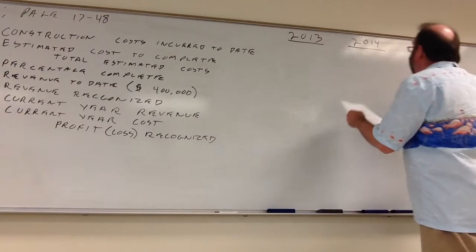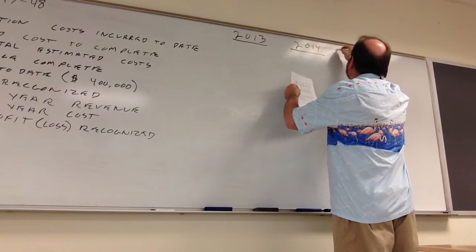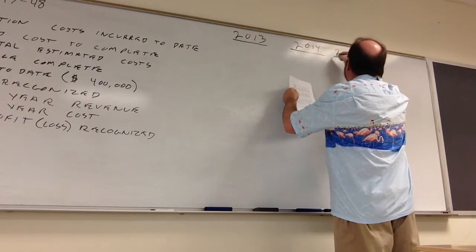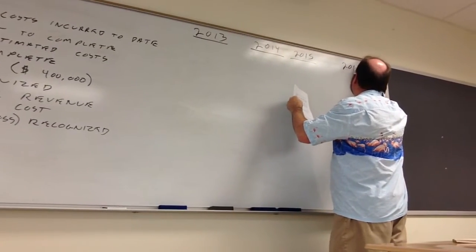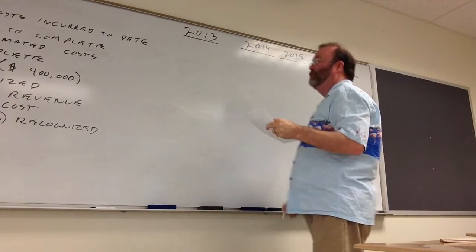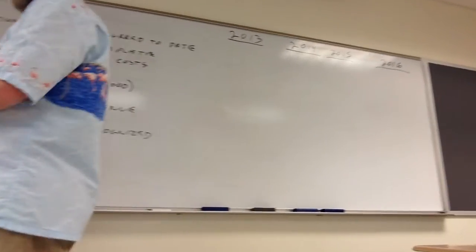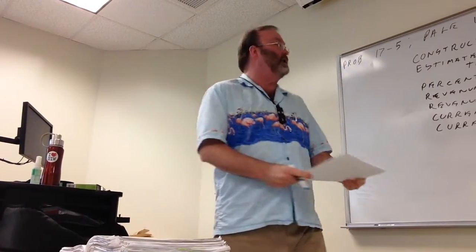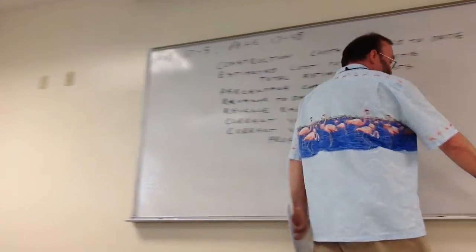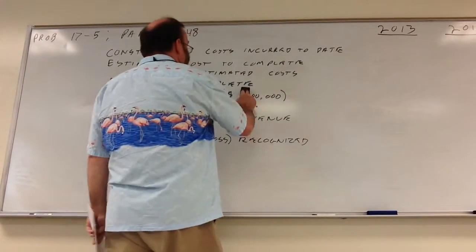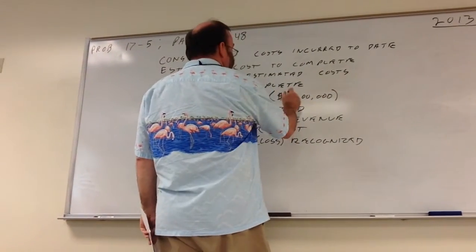This one is a 4-year project, 2015 and 2016. All right, Foreman Company has contracted to build a dam over a period of 4 years for $3 million. So our contract price on this one is $3 million.